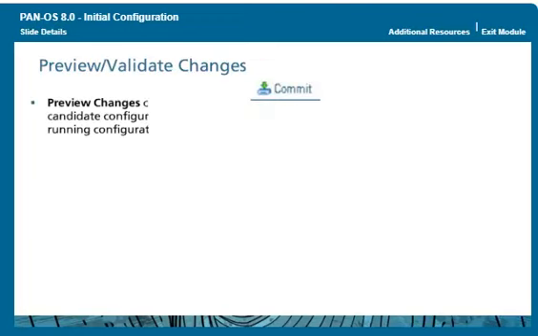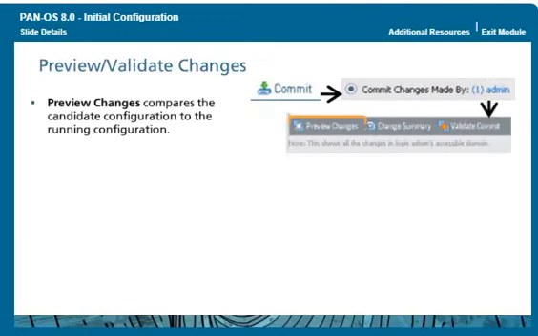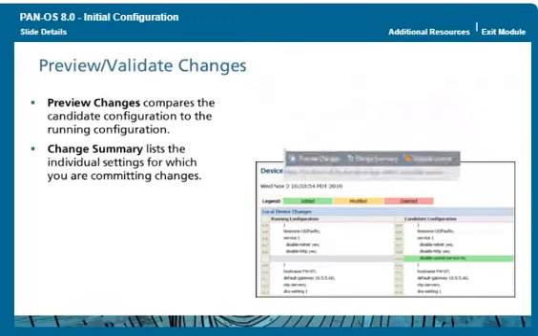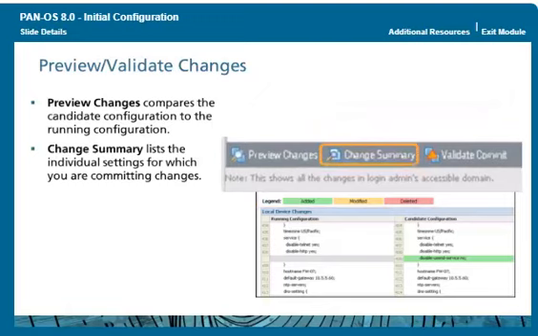The Preview Changes link opens a window that displays a side-by-side comparison of the running and candidate configurations before you commit. Differences in the configurations are color-coded to indicate which information has been added, deleted, or modified. The Change Summary link lists the individual changes for which you are committing changes.